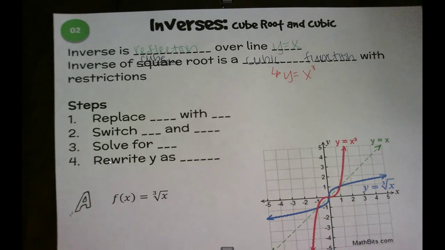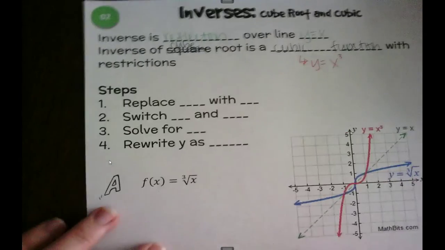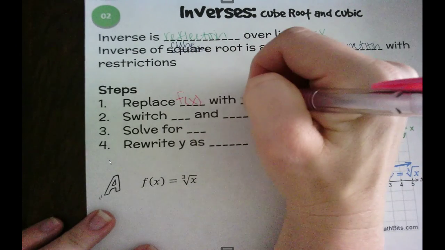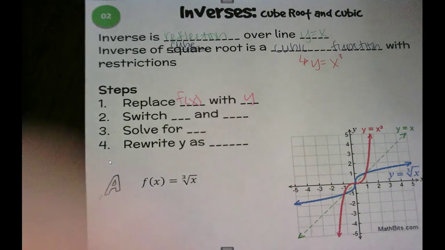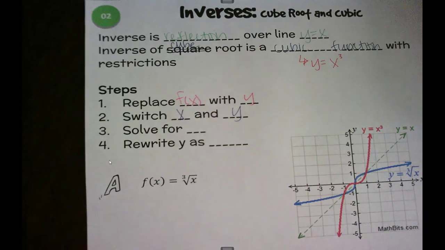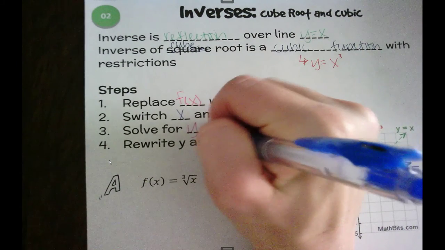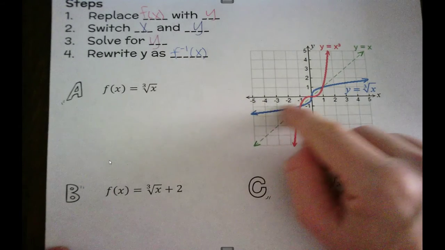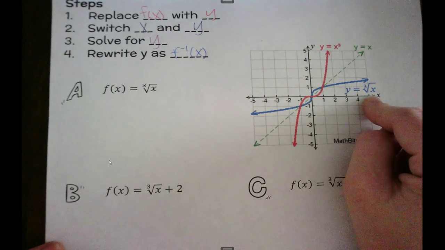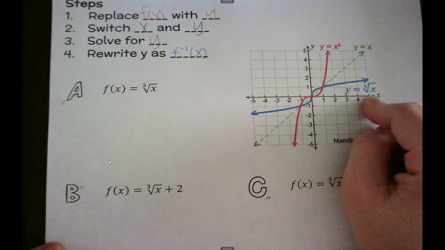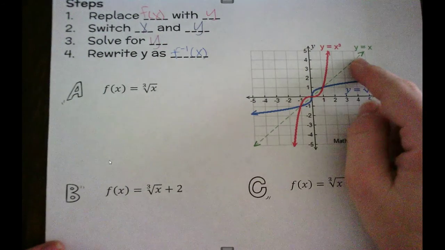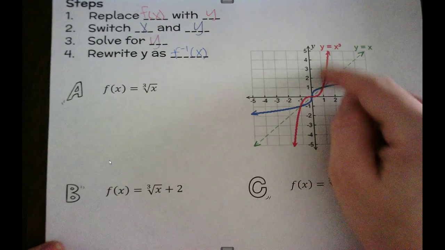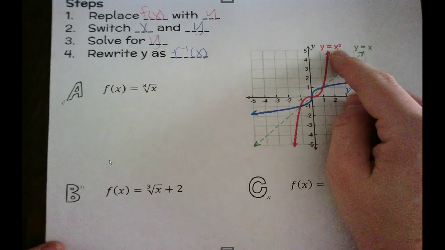So remember our inverse steps. We're going to replace our f of x with y, switch our x and y, solve for y, and rewrite our y as f inverse of x. Here's a visual representation of what we're talking about. This one is our cube root parent function. And when I reflect it over this y equals x, it ends up looking like this, which is the parent function of x to the third.